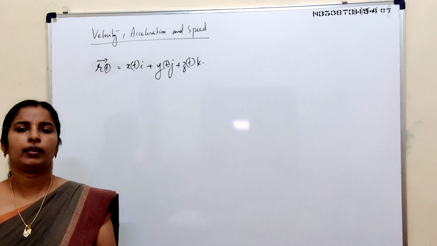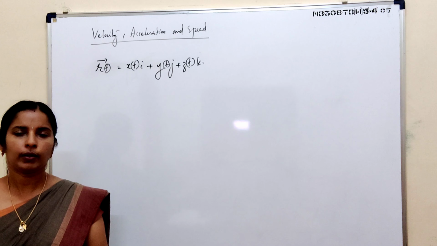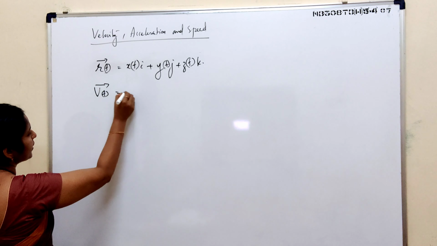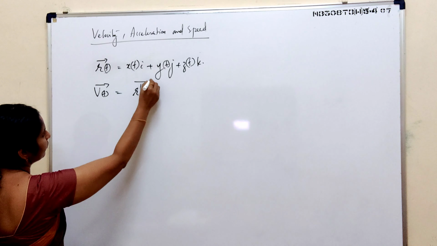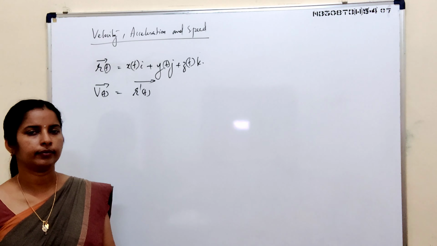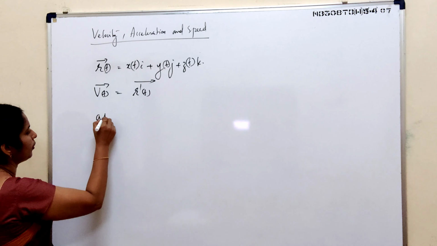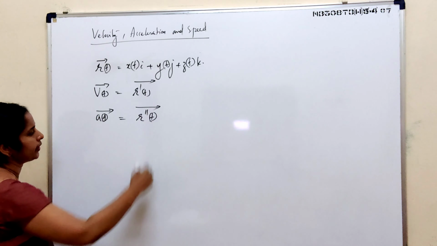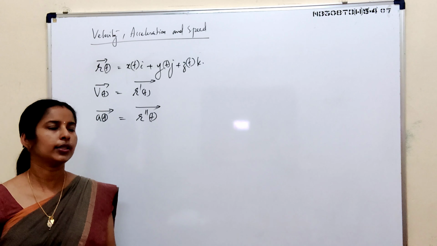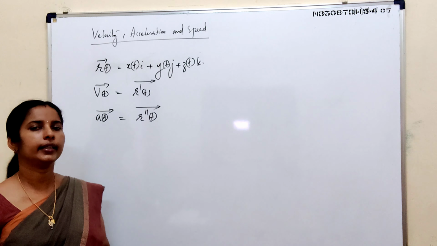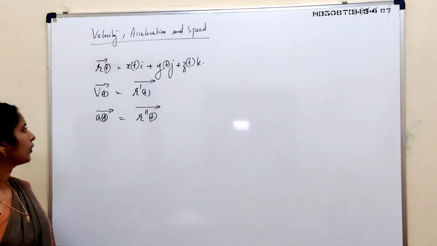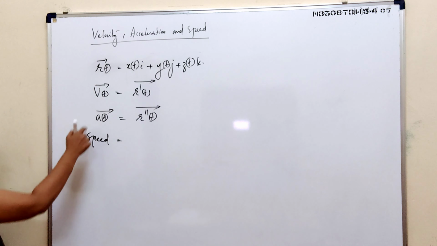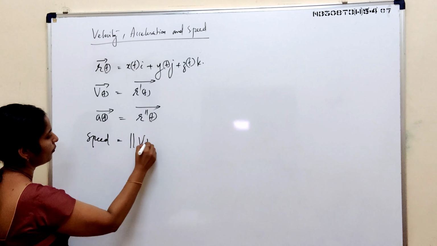Assume a particle is moving along this curve, then the velocity of the particle is denoted by v(t) and is given by r'(t), that is dr/dt. Next, acceleration is denoted by a(t) and it is r''(t), the second derivative of r(t), that is d²r/dt². Next, speed. Speed is the modulus of velocity, that is |v(t)|.